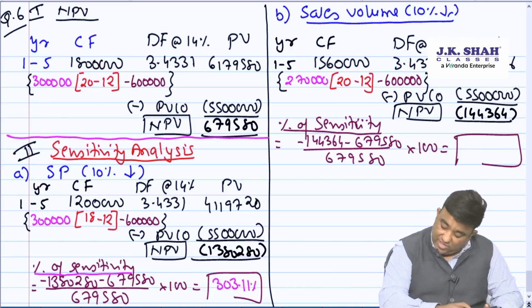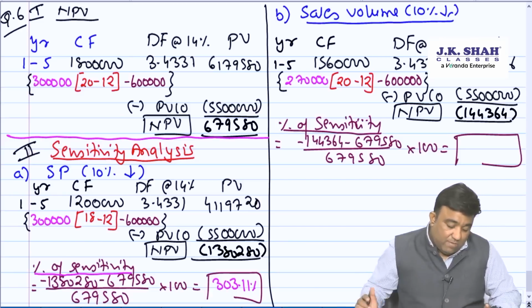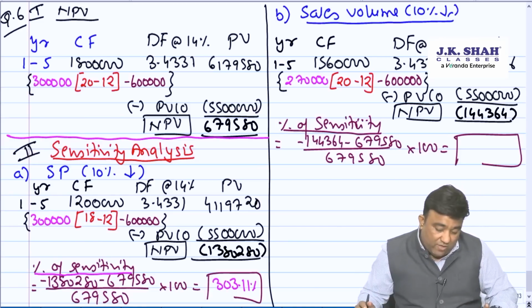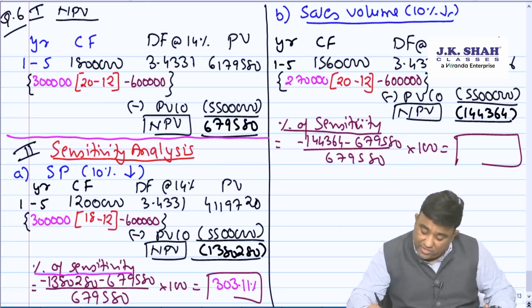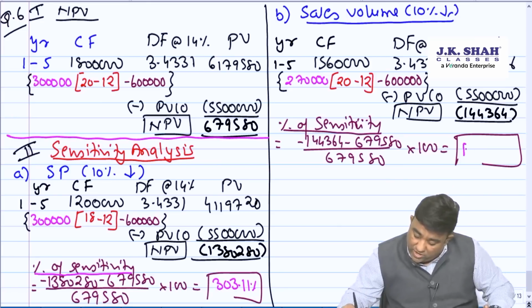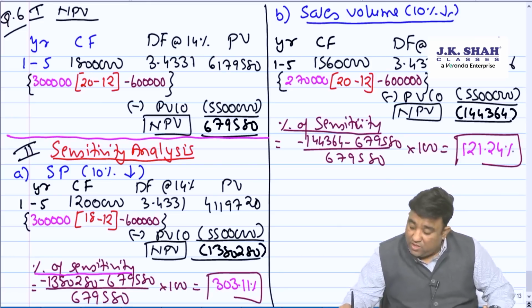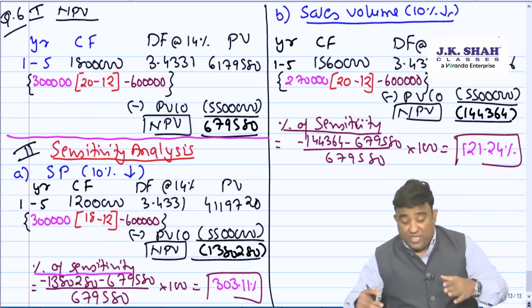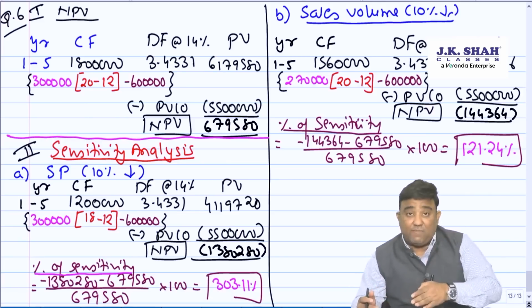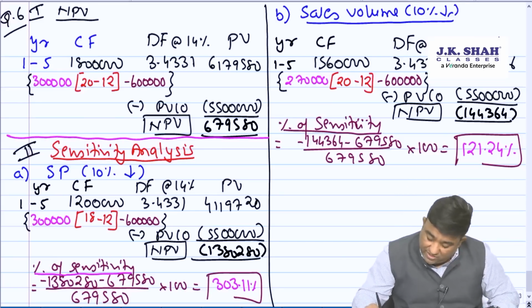Minus 144,364 divided by 679,580. Imagine, 121.24%. Student, 121.24%. A big time sensitivity. Yes, relatively less than the selling price. But again, sensitivity is there. There is a big time sensitivity.